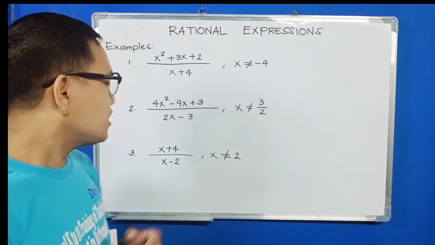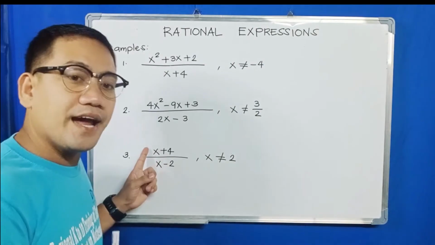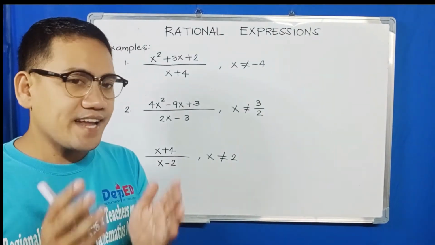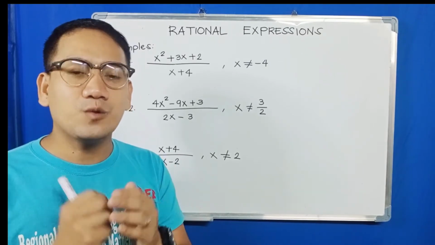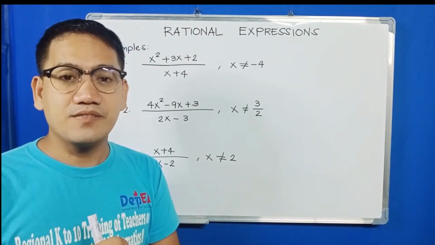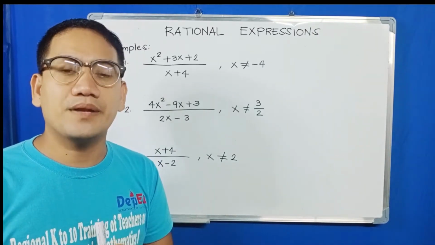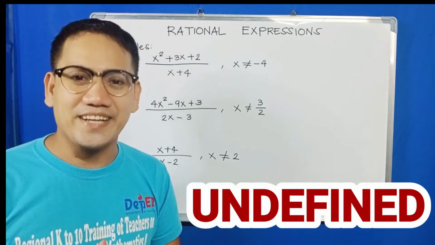For the third one, we will have x plus 4 all over x minus 2. Here, x plus 4 is our numerator and x minus 2 is our denominator. And x is not equal to positive 2. Because if our x is positive 2, it will lead us to a denominator which is 0. And again, our expression will be undefined.